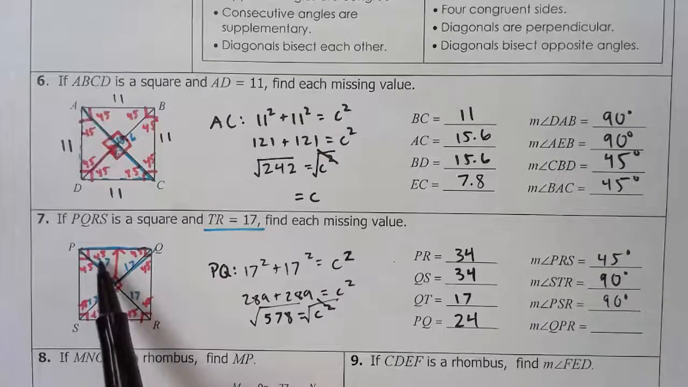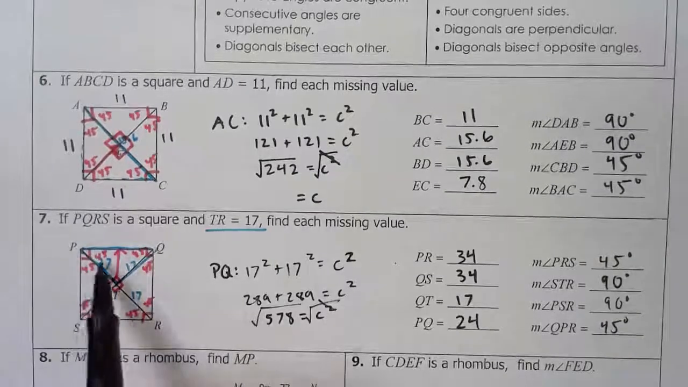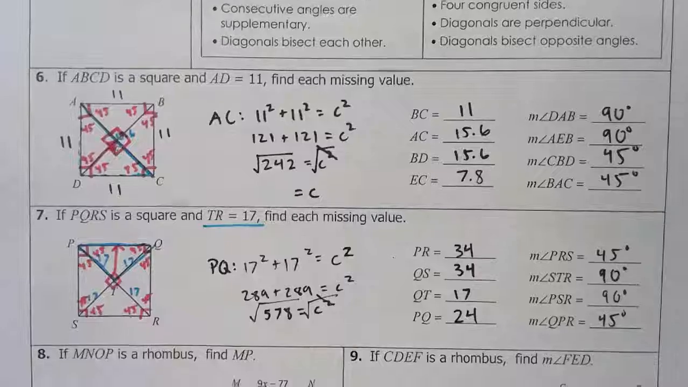QPR is this upper left corner there, so it's 45 degrees. Not the entire corner, it's just half the corner. And that wraps up number 7.